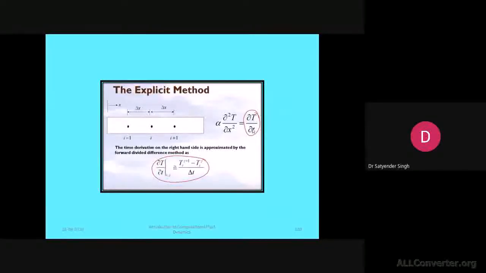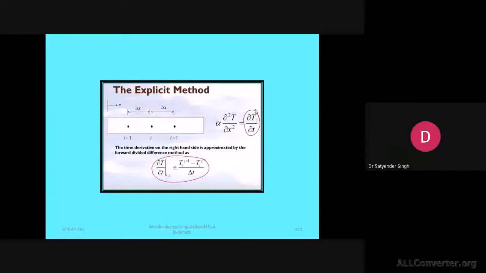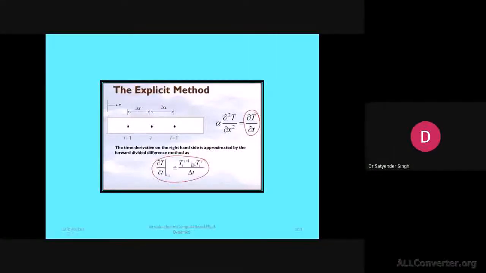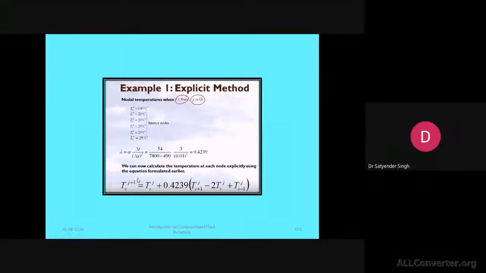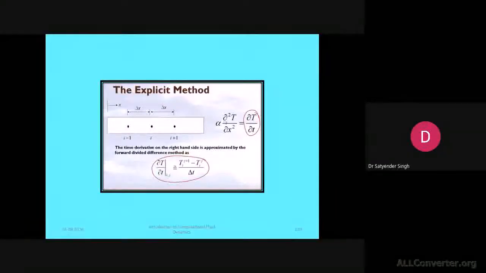And for the temporal term, we have to apply the forward difference method. It takes this form, that will be j plus 1 or j, and j is representing the time level. And for the second order differential, we have to apply central differencing, so that at the same time you will take the information at i minus 1, i, or i plus 1 level.